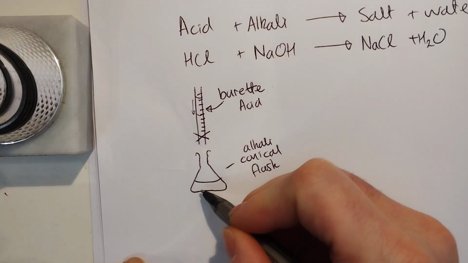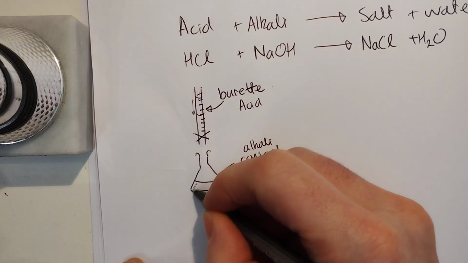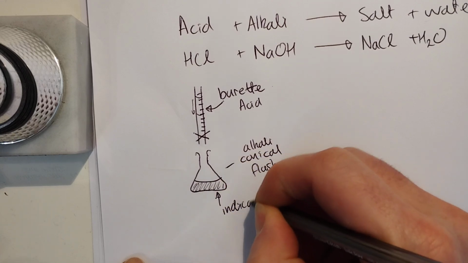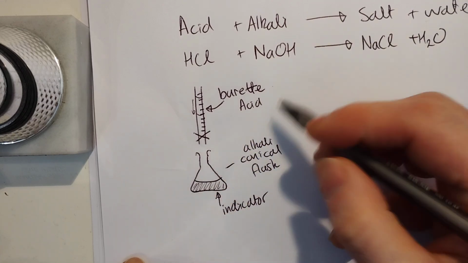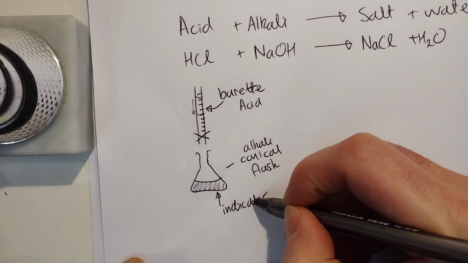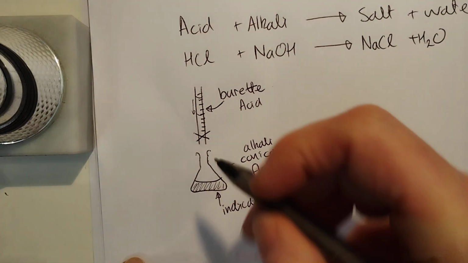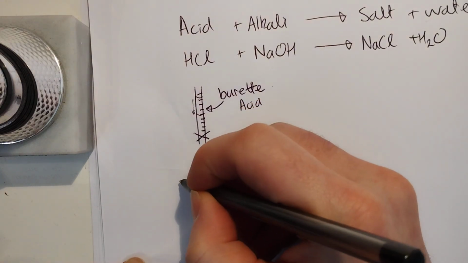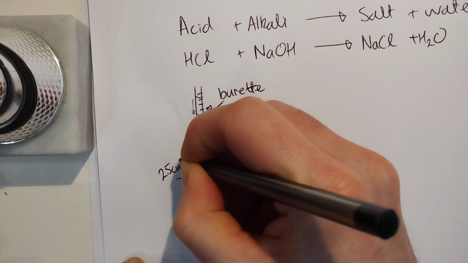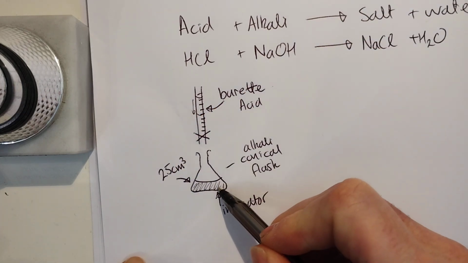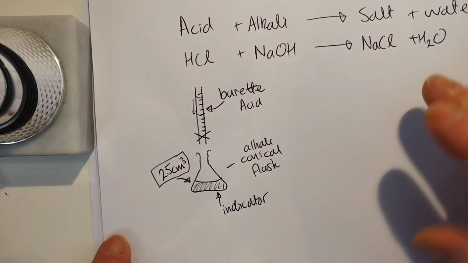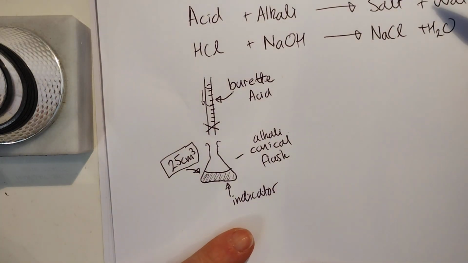The other thing that you will put inside the conical flask, to make it colourful or otherwise, is an indicator. So the conical flask will always contain one of the chemicals and an indicator. The final bit of information is that normally at GCSE, this conical flask contains 25 centimetres cubed of a chemical, either the acid or the alkali. This number is quite important, and you'll see it again and again when we look at the exam questions.